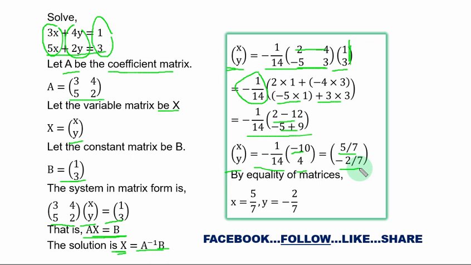By equality of matrices, the first entry here, x, is equal to the first entry here, 5 over 7. The second entry here, y, is equal to the second entry here, minus 2 over 7. Those are the values of x and y respectively.